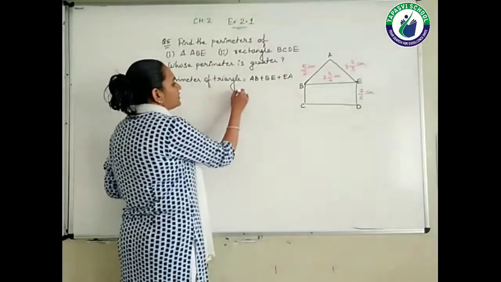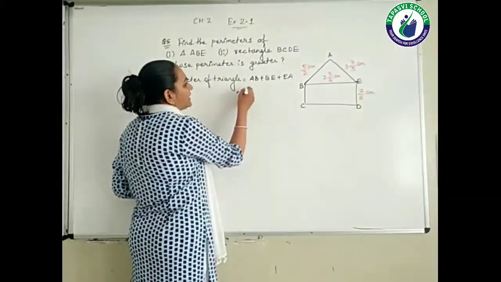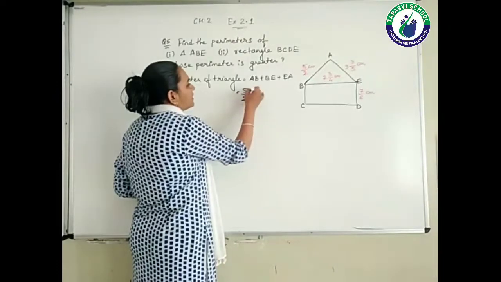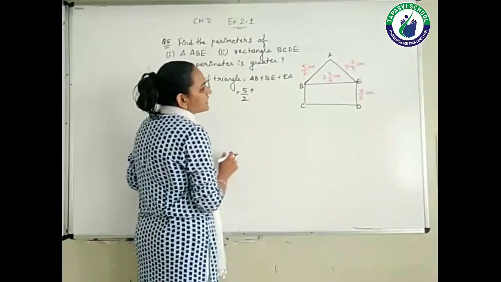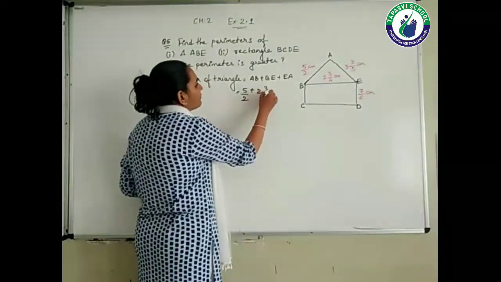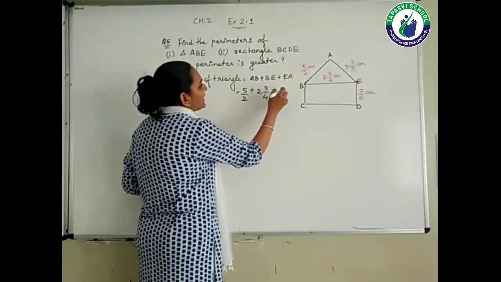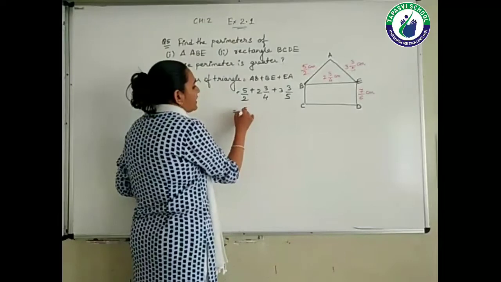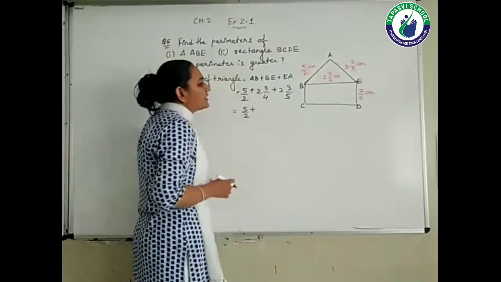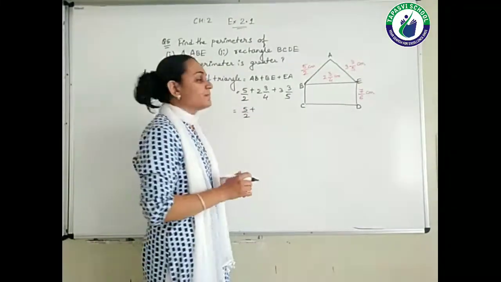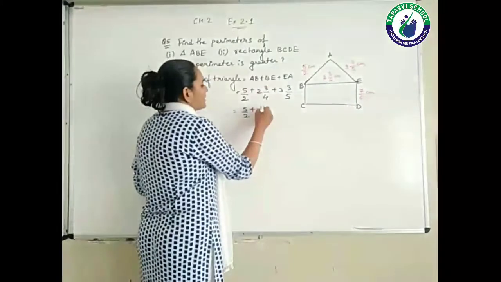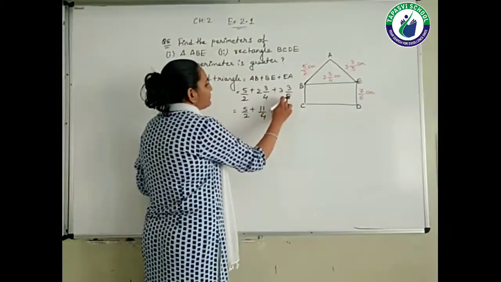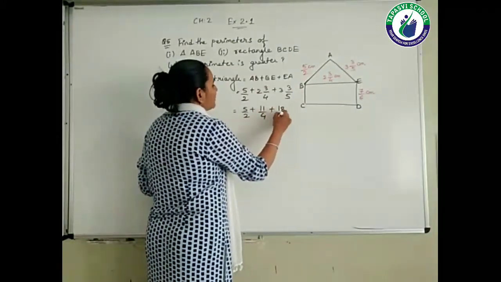So what is the value of AB? That is 5 by 2. Value of BE, students, that is 2 integer 3 by 4. And EA is 3 integer 3 by 5. So 5 by 2 plus, first of all we will convert these mixed fractions into improper. So 2 4s are 8 plus 3, so 11 upon 4. 3 5s are 15 plus 3, so 18 upon 5.